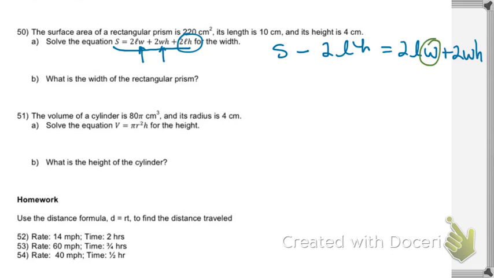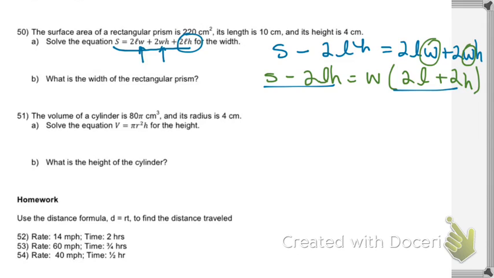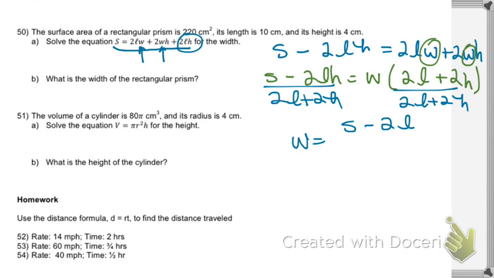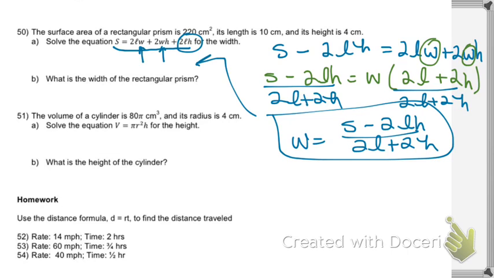Then, this is a common factor, so I'll pull that out. So I have 2L plus 2H. Finally, to get W alone, I will divide by 2L plus 2H, both sides. And I get W equals S minus 2LH all over 2L plus 2H. And I'm done. So that's answer A.